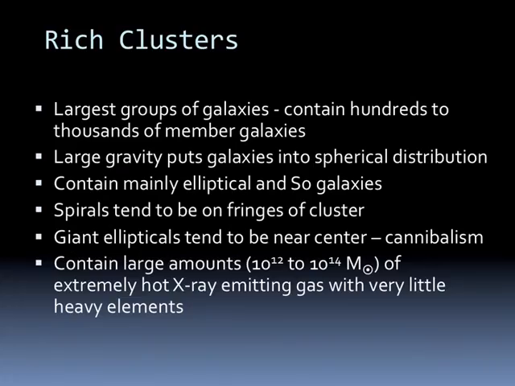Now, the largest groups of galaxies contain hundreds to thousands of member galaxies. Large gravity puts galaxies into basically a spherical distribution. They contain mainly elliptical and S0 galaxies. Spirals just tend to be on the fringes of the cluster. Giant ellipticals tend to be near the center. We think this is due to cannibalism. They contain large amounts of mass, maybe 10 to the 12th or 10 to the 14th solar masses, of extremely hot X-ray emitting gas with very little heavy elements.